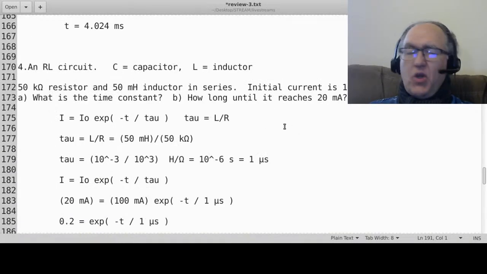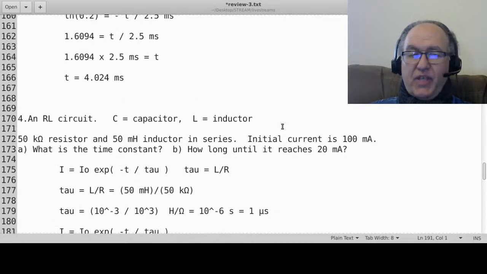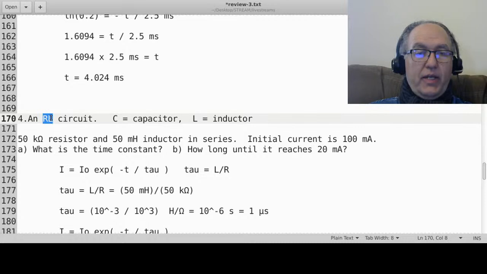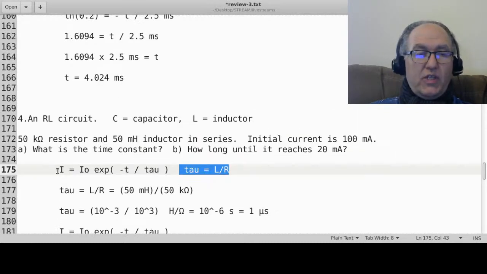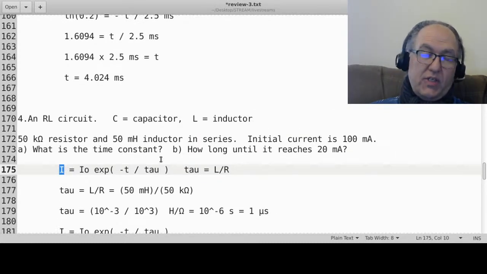So I know this is not the order in which I presented the material, but I wanted to put the RL circuit and the RC circuit side by side so that you could see how similar they are. You don't have to really memorize a lot more stuff. The only thing that you have to recognize as being different is, well, with the inductor, of course, the time constant is calculated differently.